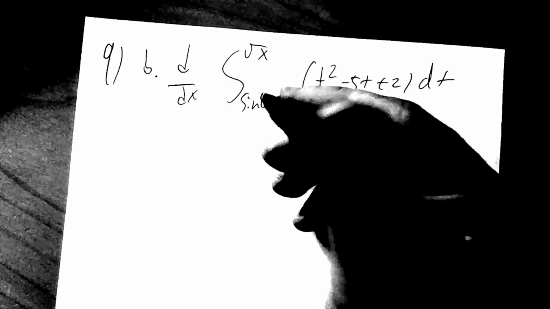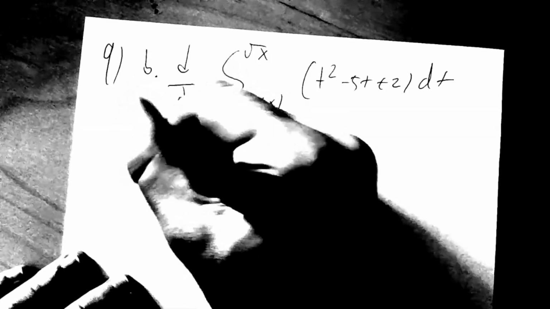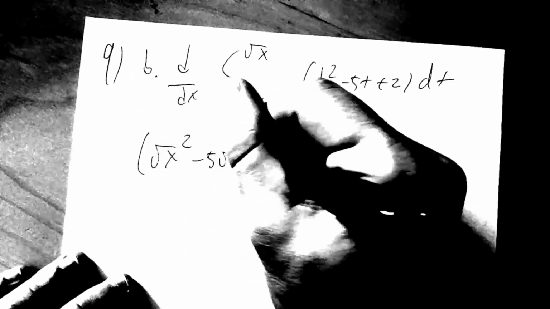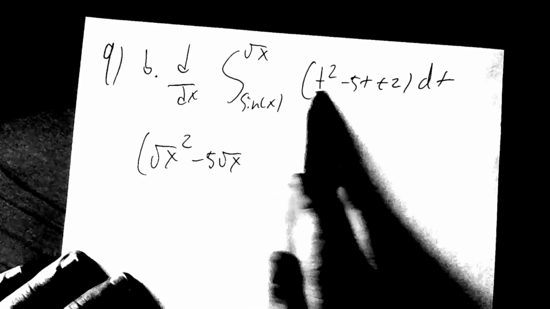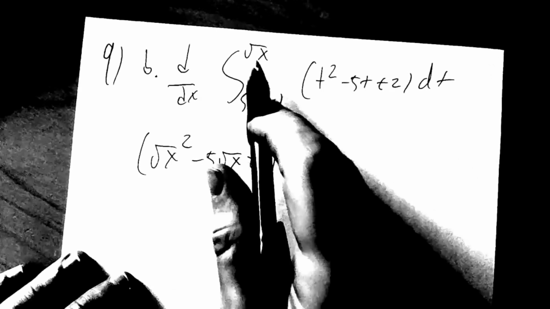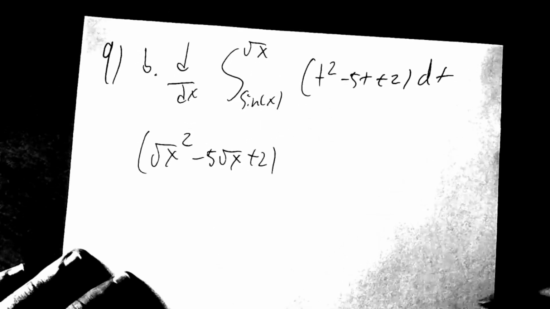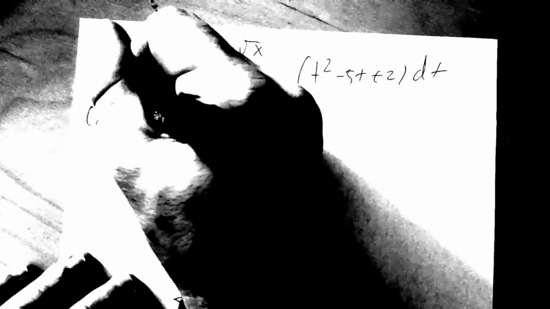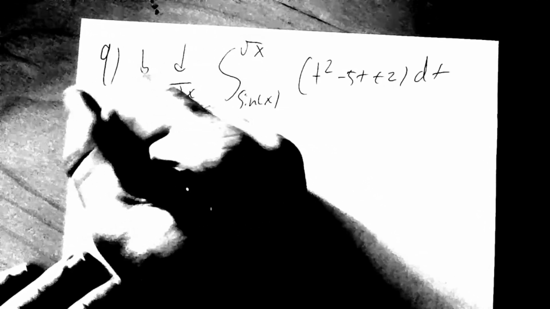So we start with the top one. It's going to be (root x) squared minus 5 root x. Everywhere there's a variable, you're plugging in that root x, plus 2, times the derivative of root x. Now this should be getting familiar, the derivative of root x. Again, one more time, it's x to the 1/2. So that's 1/2 x to the negative 1/2.